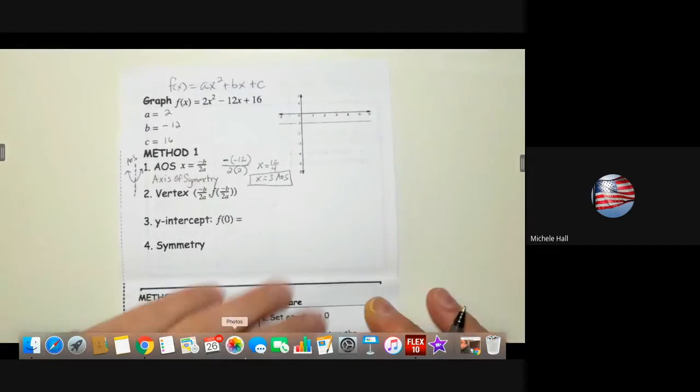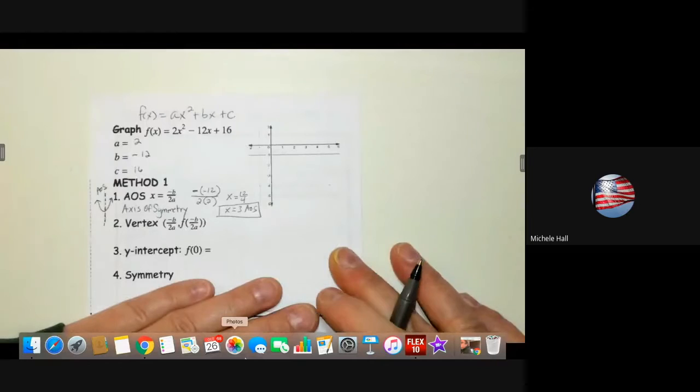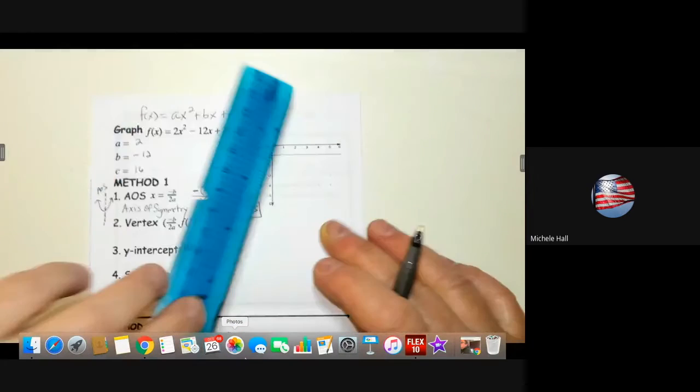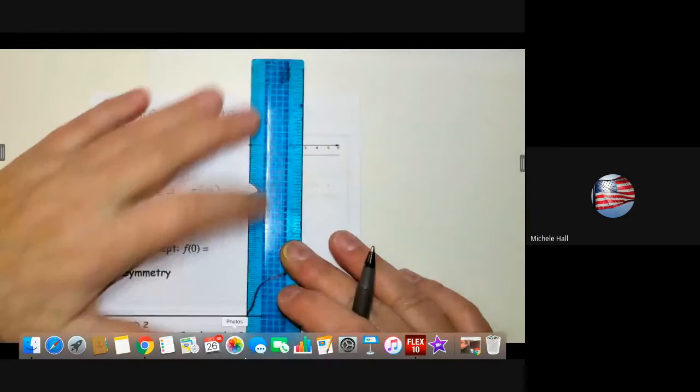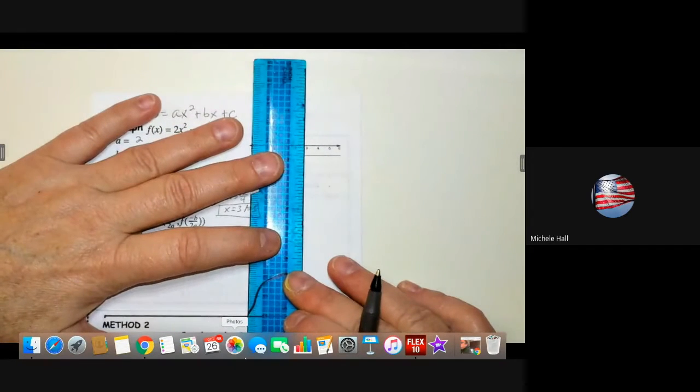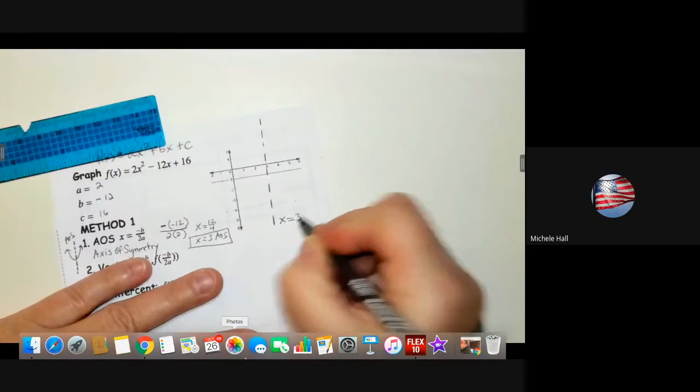I go to 3, and I draw my AOS as a dotted line, a vertical line going through 3. And it's labeled.